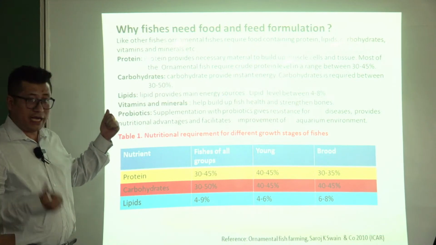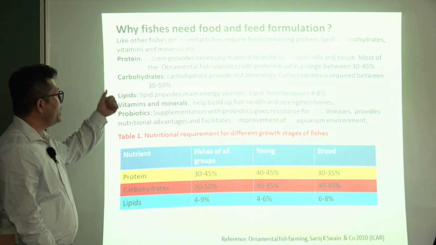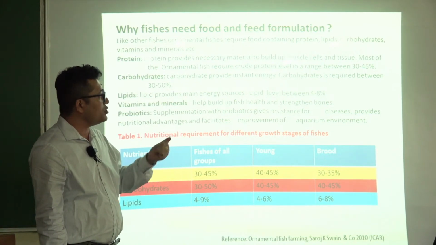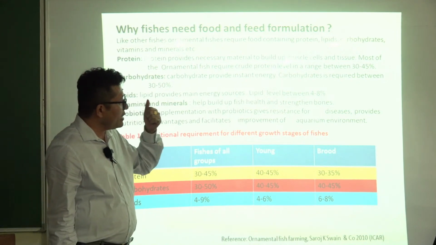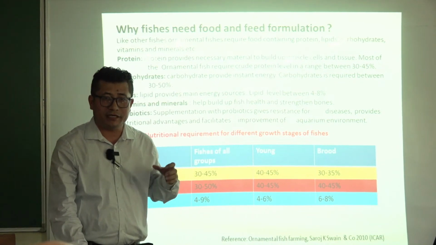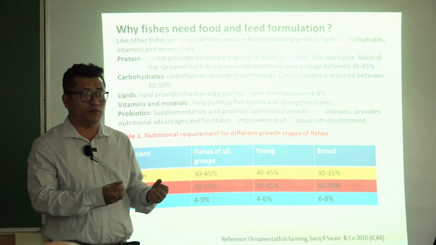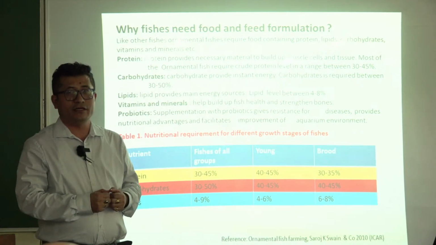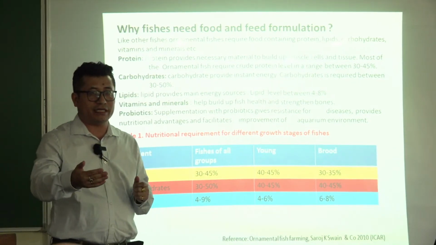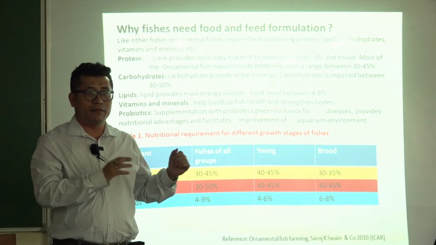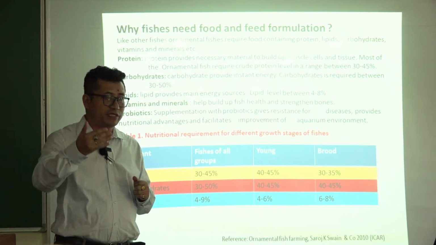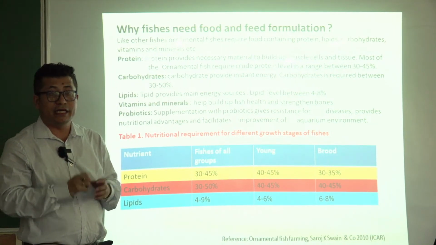As Moses already told you, we need protein. Protein provides the necessary materials to build muscle cells and tissues, and the requirement of protein ranges between around 30 to 45%. There are certain fishes which may need 60% protein, but they are carnivorous in nature. When you want to prepare a diet for carnivorous fish, it may have a higher protein concentration. They may not like 40 or 25, but for the Indian major carps, it is okay. But when you go for any catfishes, you have to increase it depending on the nature of the food.